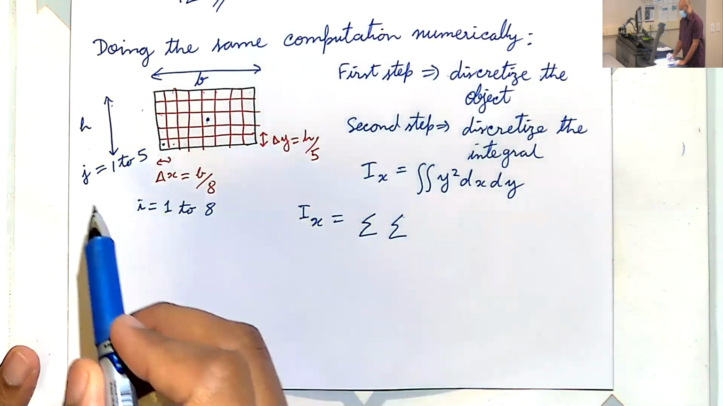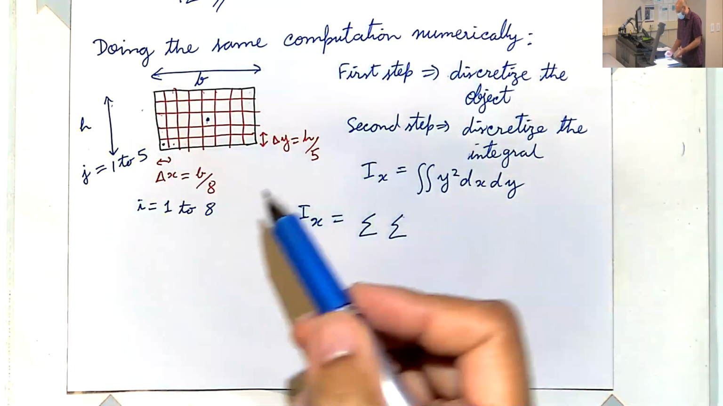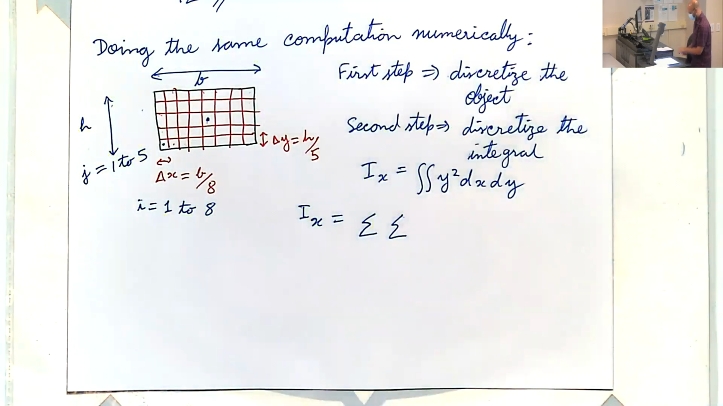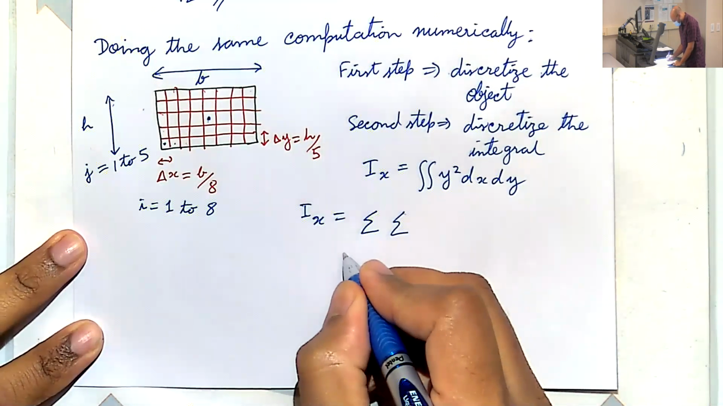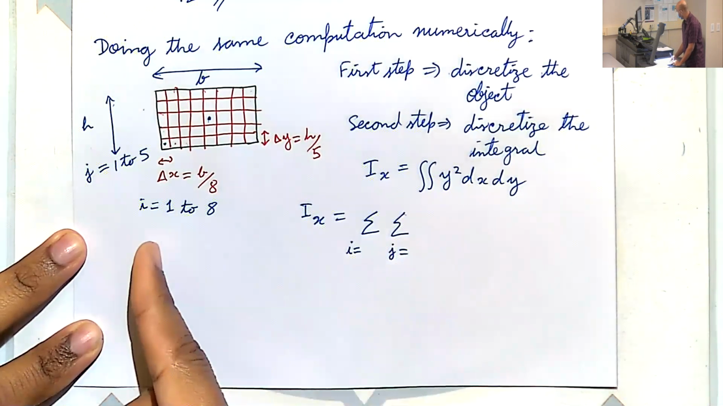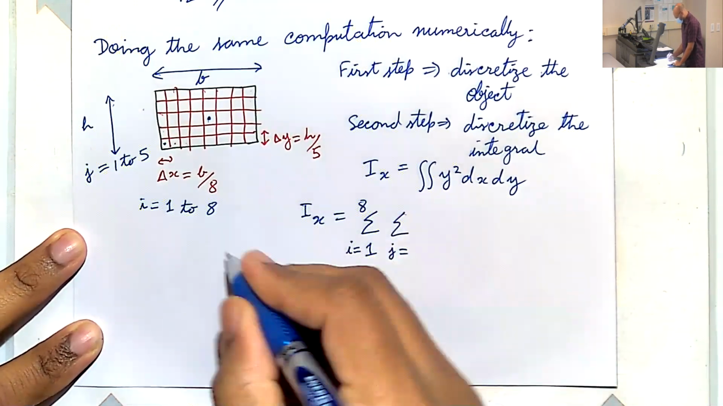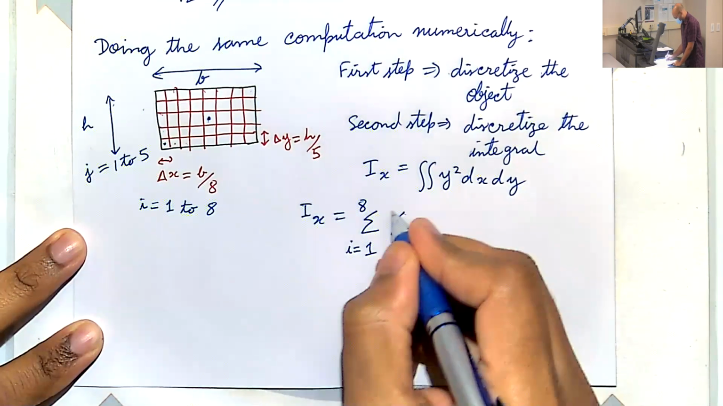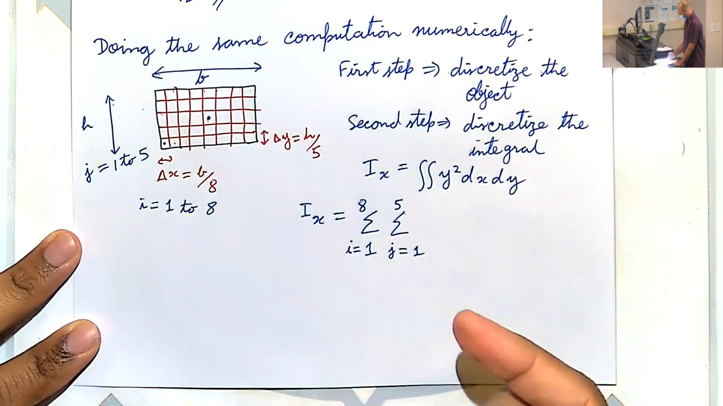So these indices basically help us write down the address of all the individual boxes. Okay, so two sums, i, j. So i will go from 1 to 8, and j will go from 1 to 5. That's all this means. All right.